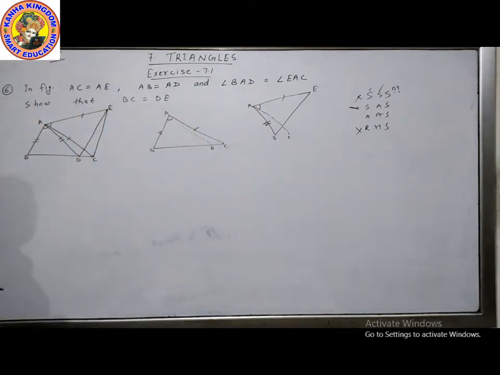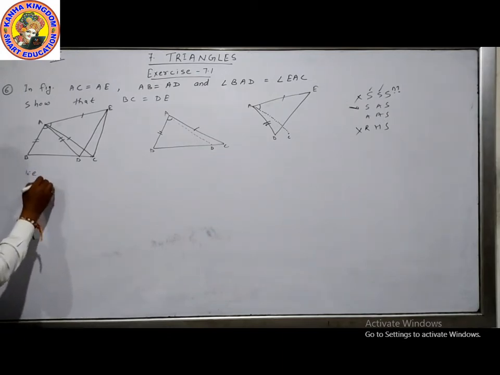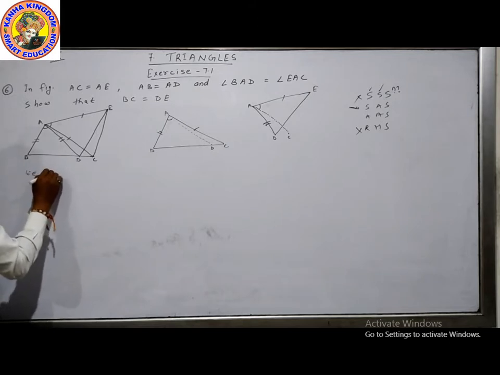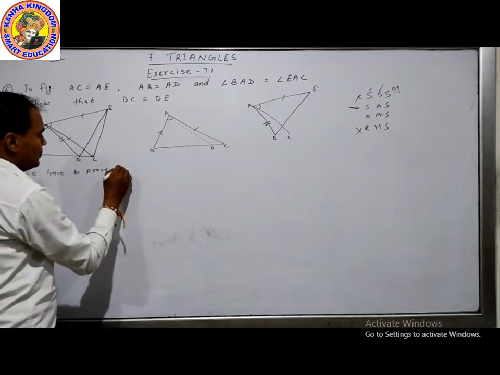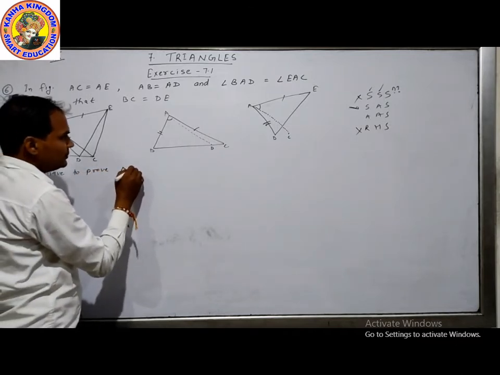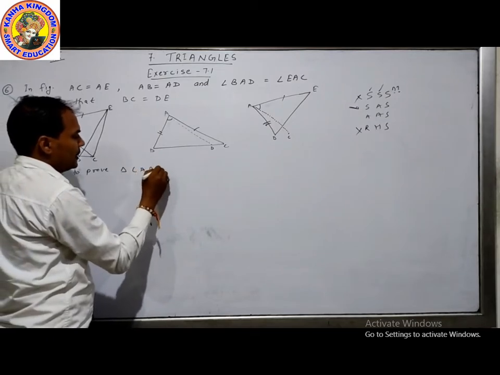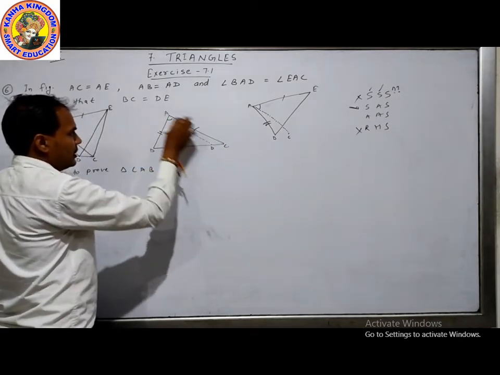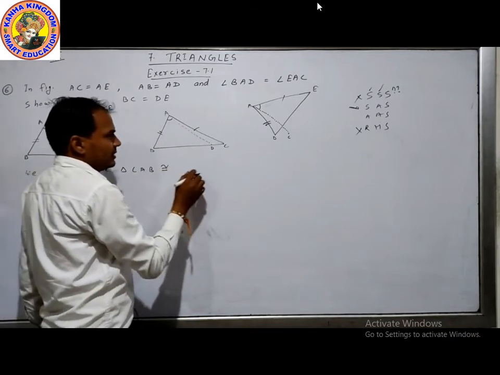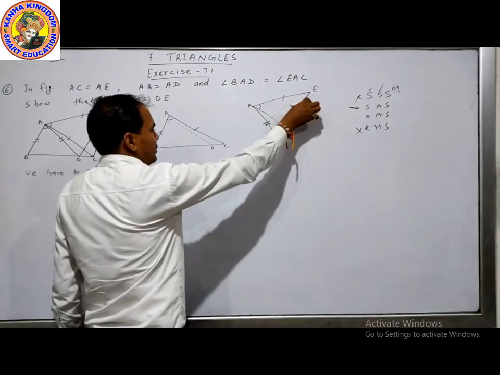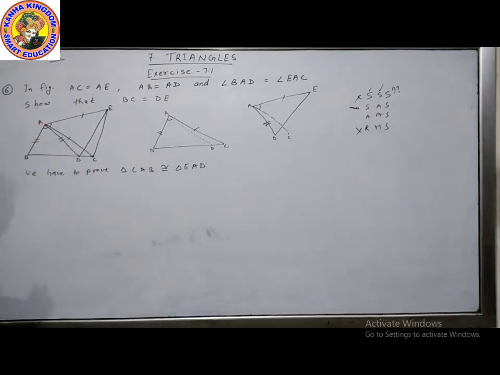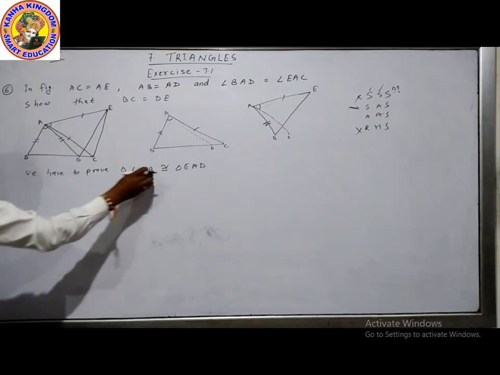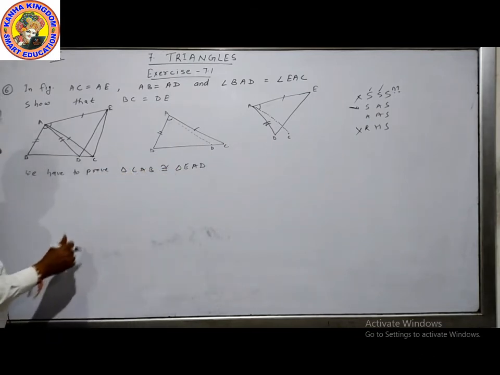Now proving this, we have to prove triangle CAB congruent with triangle EAD. We have to prove that these are two triangles which are congruent.